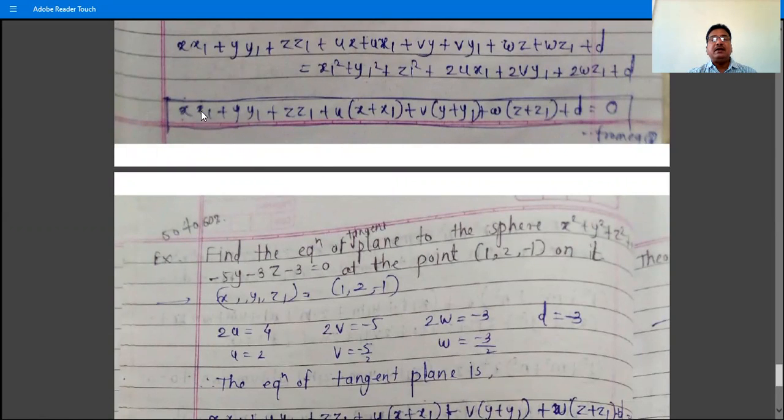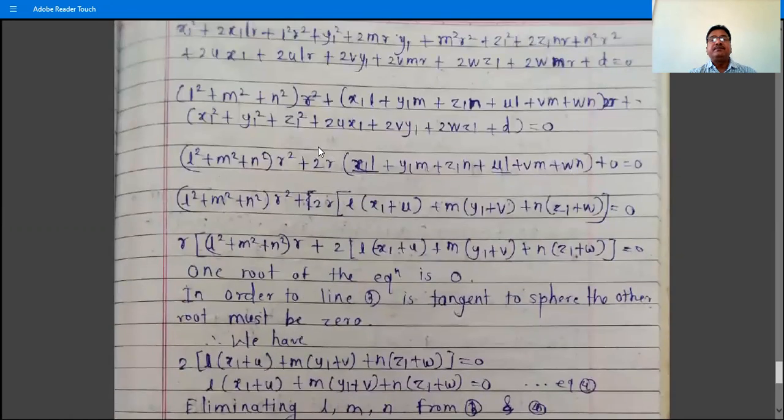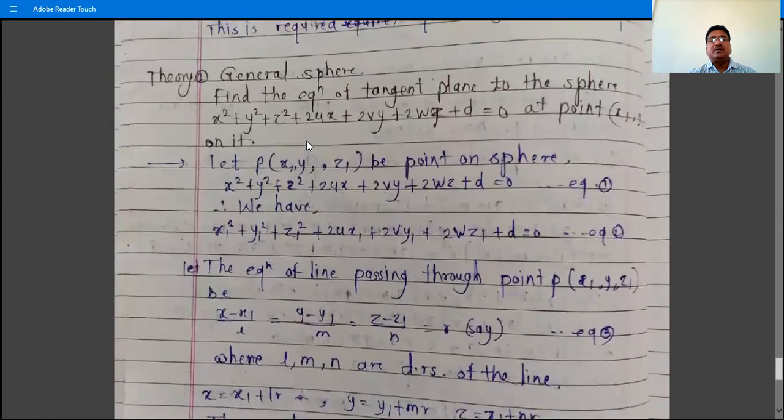So what is the equation of sphere? x square plus y square plus z square. So x square is replaced by xx1, y square is replaced by yy1, z square is replaced by zz1, and 2ux, so u is as it is, 2x is replaced by x plus x1. 2vy, so v is as it is, 2y is replaced by y plus y1, and 2wz, w is as it is, so 2z is replaced by z plus z1, plus d is equal to 0. So this is the equation of tangent plane to the sphere in the general form, where the sphere is x square plus y square plus z square plus 2ux plus 2vy plus 2wz plus d is equal to 0.